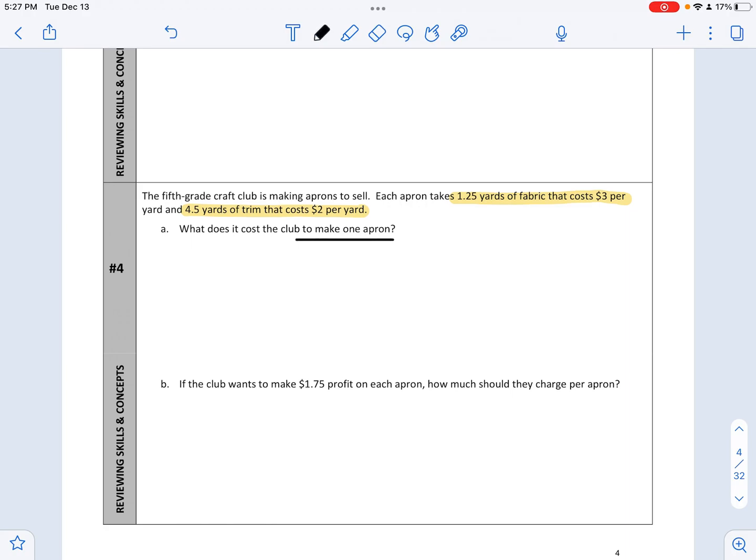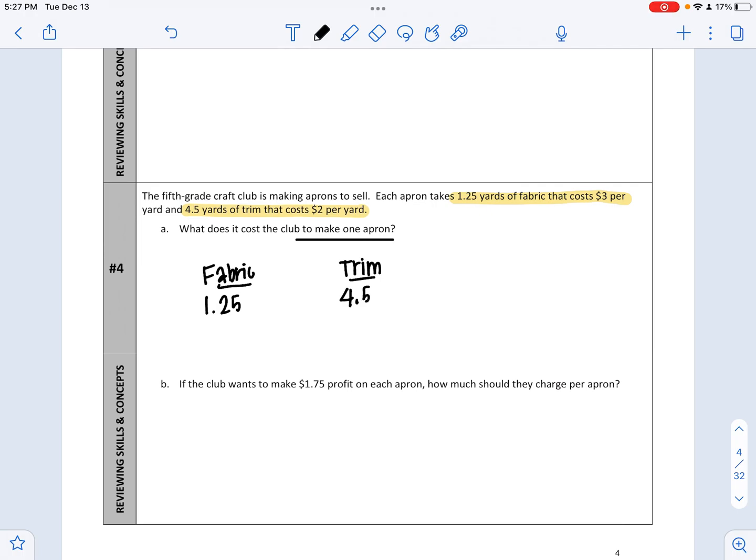I know that to make the aprons, I need 2 things. I need my fabric, and I need my trim. I know that every yard of fabric costs $3, and every yard of trim costs $2. I need 1.25 yards of the fabric, and 4.5 yards of the trim.